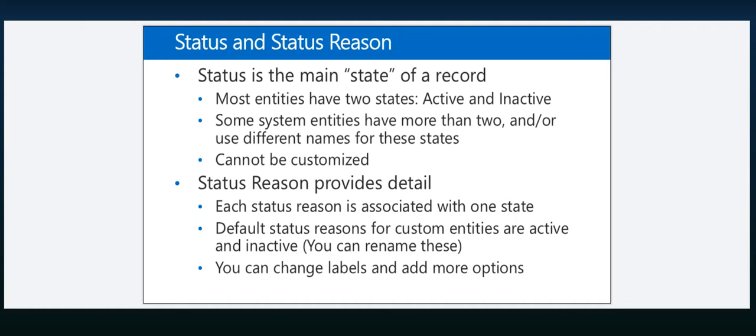And you can rename those and use new ones, but by default, when you create a new custom entity, the status reasons are also called active and inactive, but you can make changes to those, as well as changing the labels and adding more options as needed.